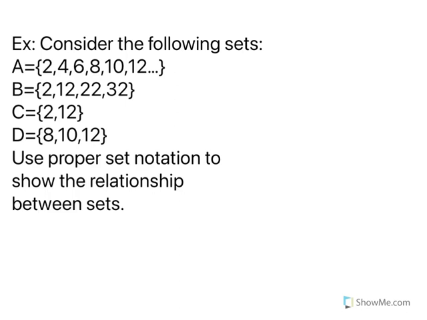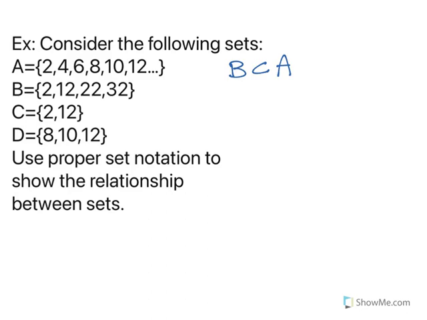Okay, so this is fun. This is a lot of fun. So first, let's just notice that A is the set of 2, 4, 6, 8, 10, 12, and it goes on and on. So this is an infinite set that deals with positive even numbers here. B has 2, 12, 22, and 32. Well, all of those that are in B are also in A. So B is a proper subset of A.